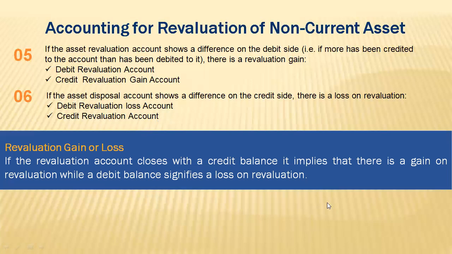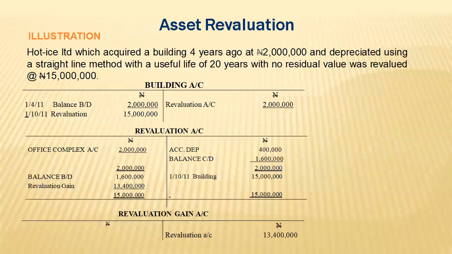So it depends on where the balance is. So let's look at this example. Hot Ice Limited acquired a building 4 years ago for 2 million naira and depreciated it using the straight line method. It is expected to be used for 20 years. No residual value is required and the revalued amount is 15 million. So how do we do that?